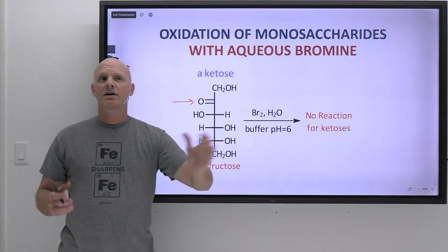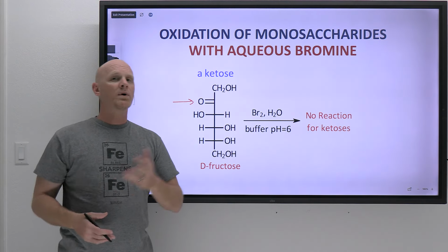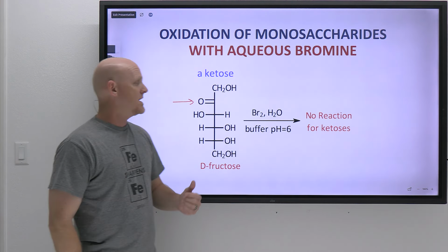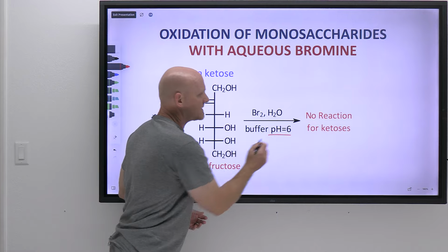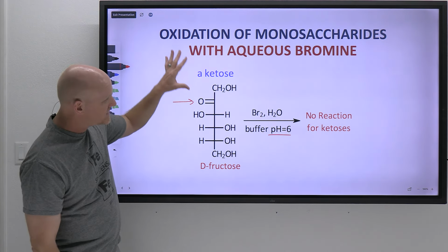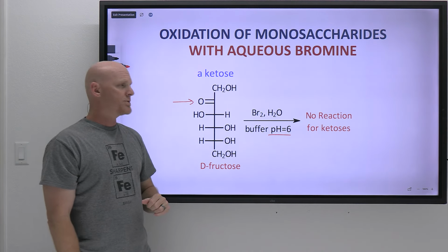And once it did, then some more ketose would equilibrate, forming more aldose, which would then get oxidized. And pretty soon, all of it would get carried through and get oxidized. But because this is done under mildly acidic conditions, that isomerization is kept at bay. It does not happen. And so ketoses are not going to react here with bromine and water.